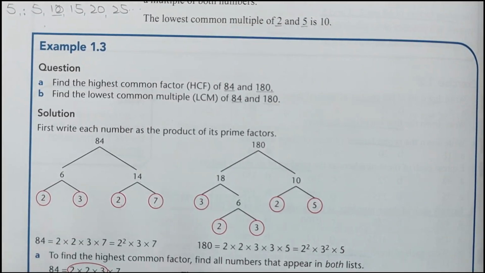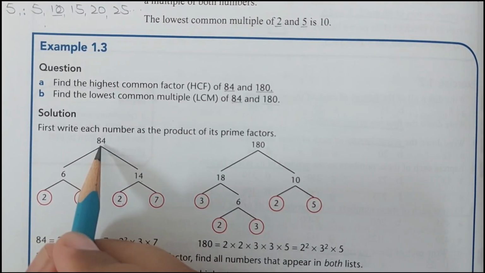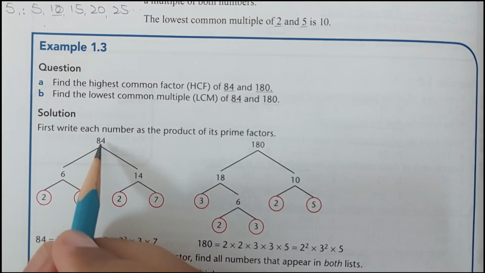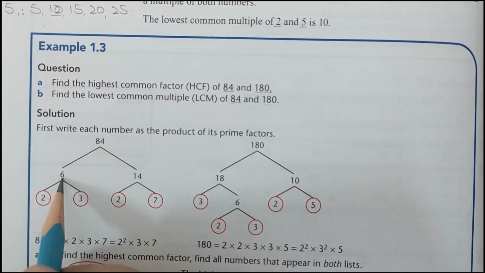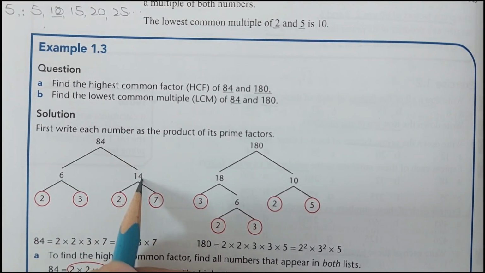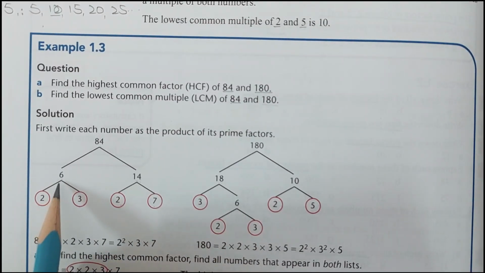If you do not know what prime factors are, then go check the previous video in which I have explained everything about prime factors and the two methods to get them. In this method, that is a tree diagram. 84: 6 times 14 is 84. 6 and 14 are not prime numbers, so we have to decompose these numbers into prime numbers.